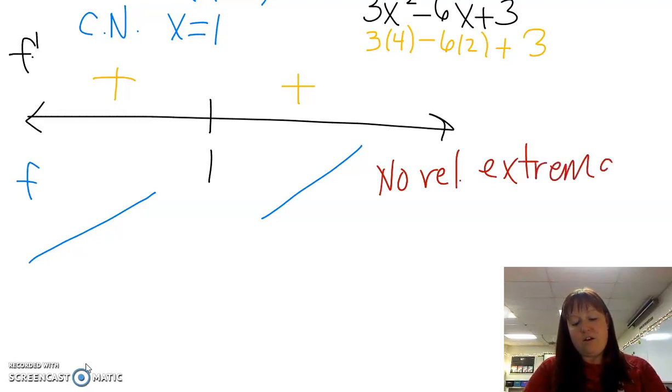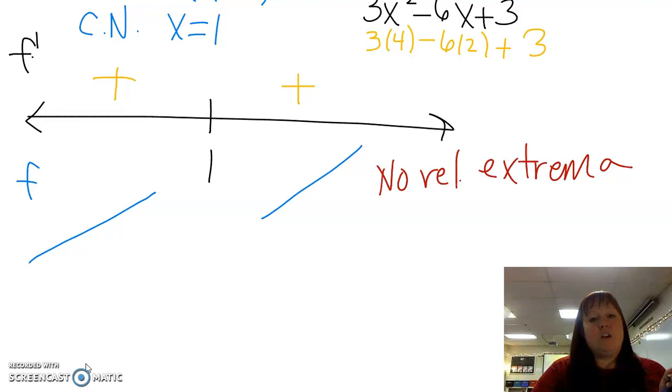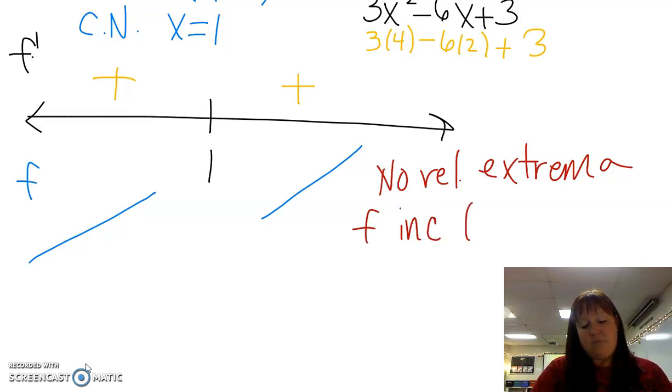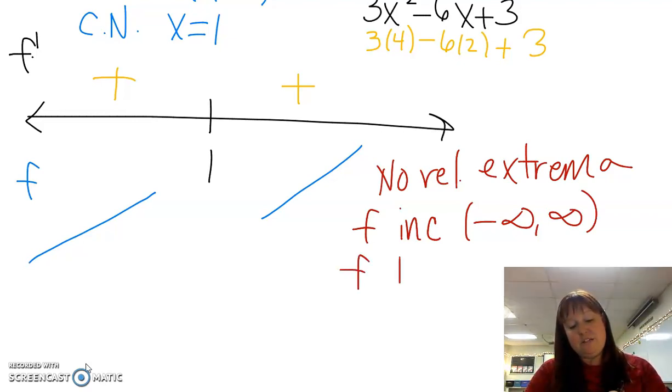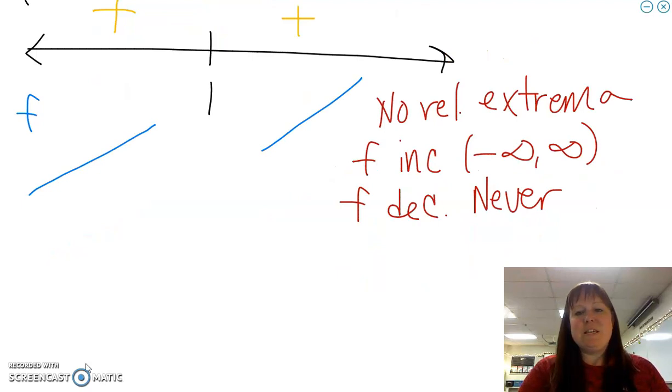And what are the intervals where it's increasing? Well, f is increasing from negative infinity to positive infinity. And where is it decreasing? F is decreasing never. And that's it. What? That was the easy one.